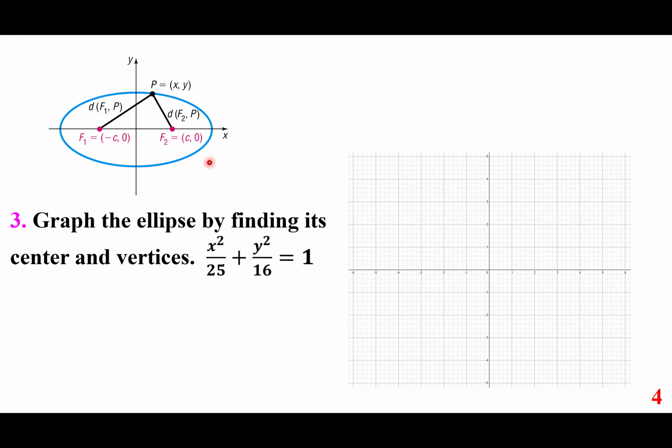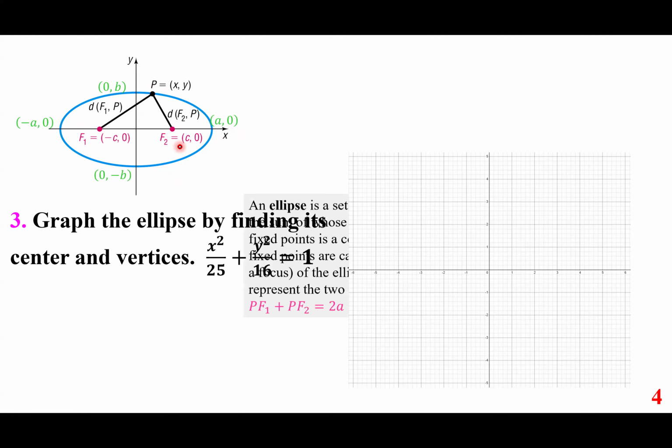So here's the x-intercepts a, 0 and negative a, 0, y-intercepts 0, b and 0, negative b. Here's focus 1, focus 2, foci. And here's the definition.